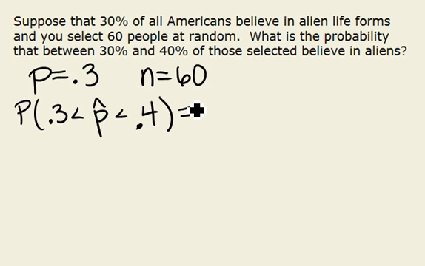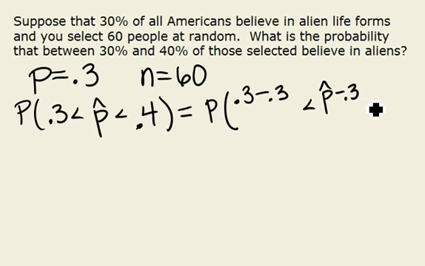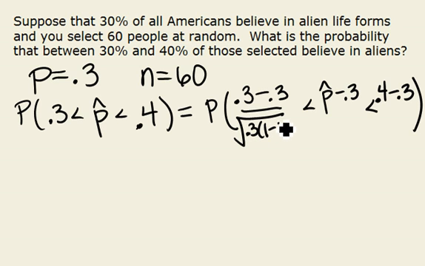So since p hat is normal, we can turn it into a z to look up our probability in the table. That's done by subtracting the mean, which is equal to p for the proportion problems. So we're going to take all of our values and subtract 0.3. And then we divide by our standard error, which for the proportion problems is the square root of p, 0.3, times 1 minus p, over the sample size.